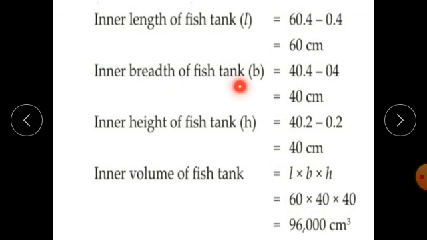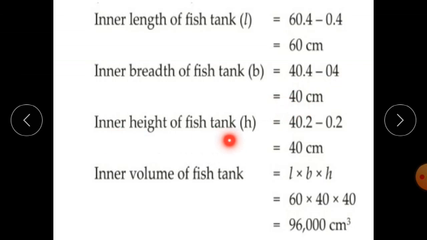Inner breadth of the fish tank, that is B, equals 40.4 minus 0.2 minus 0.2. Here, students, it is 0.4. So inner breadth of the fish tank equals 40.4 minus 0.4, equal to 40 centimeter.